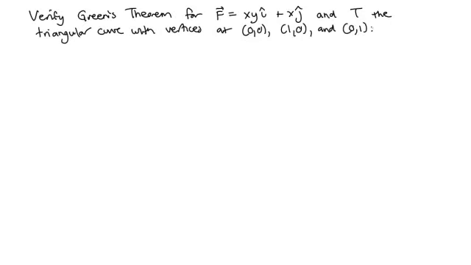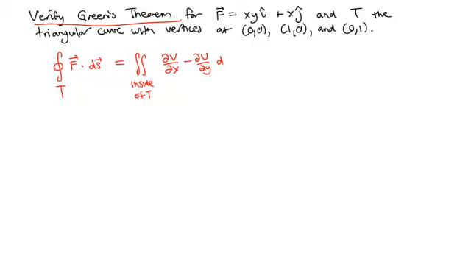Verify Green's theorem for the vector field f equals xy i plus x j, and T the triangular curve with vertices at the points 0, 0, 1, 0, and 0, 1. In other words, to verify Green's theorem, we would like to show that the two parts of Green's theorem are the same. In other words, if we take the vector line integral over this triangular region, that would be the same thing as the double integral over the inside of the triangle of the function del v del x minus del u del y dA, where u and v are the component functions of the vector field f.